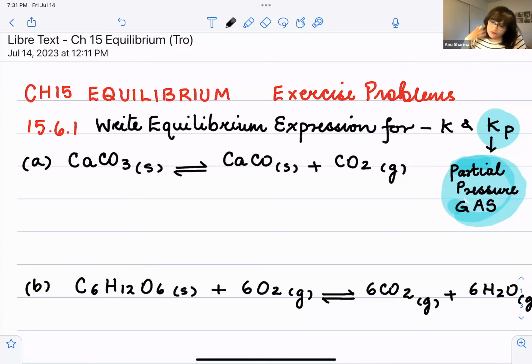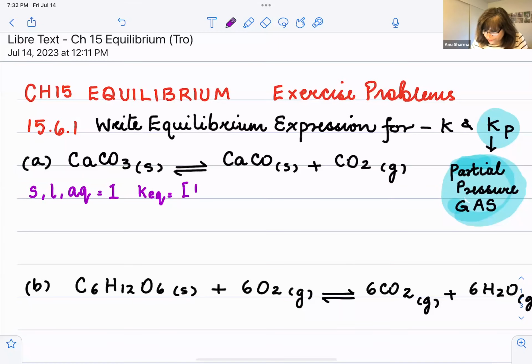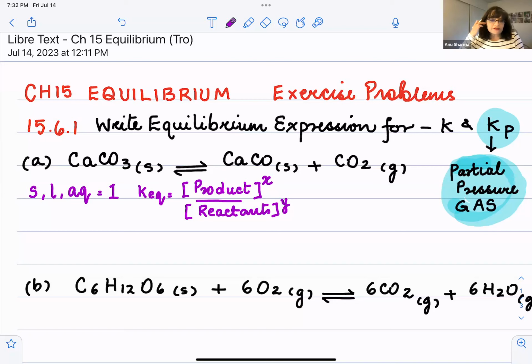Okay, so first of all, keep this in mind that when we write the equilibrium expressions, solids, liquids, or aq are always considered as 1. Next, the general value is Keq equal to the concentration of the products, product A multiplied by product B, raised to the power of their coefficients, over the concentration of the reactants raised to the power of their exponents. So this is one example.